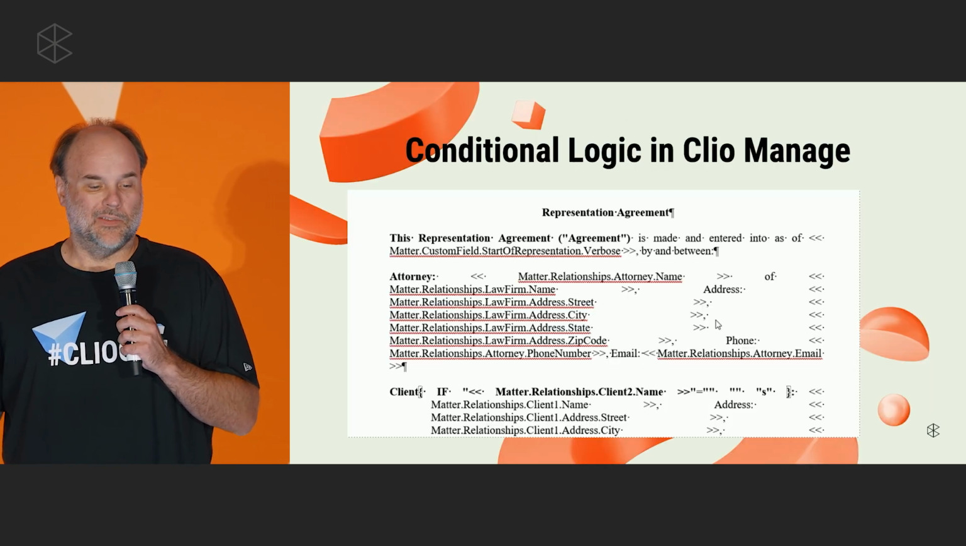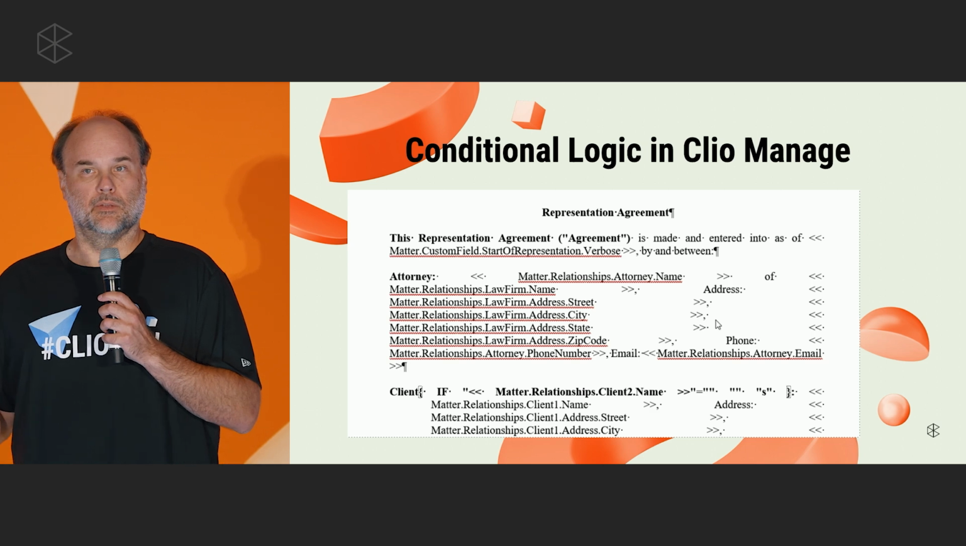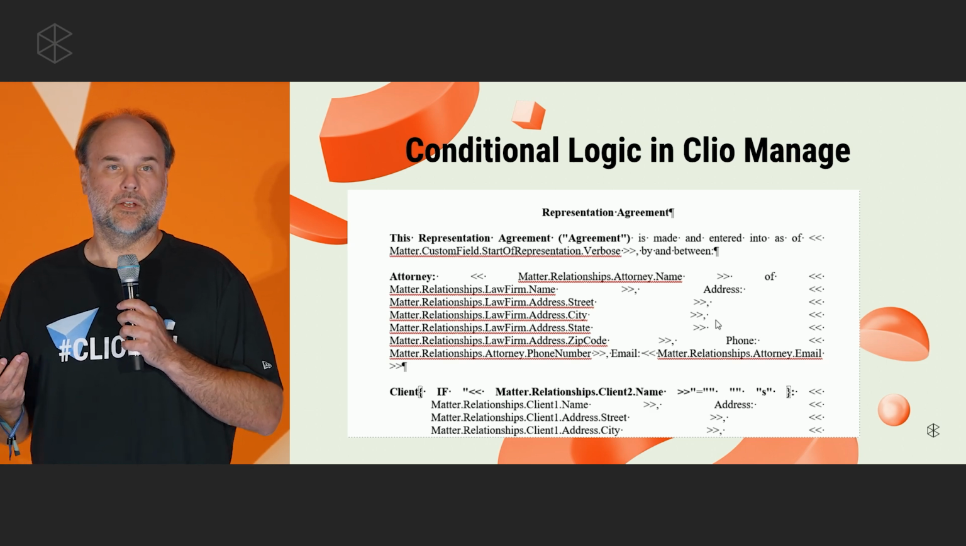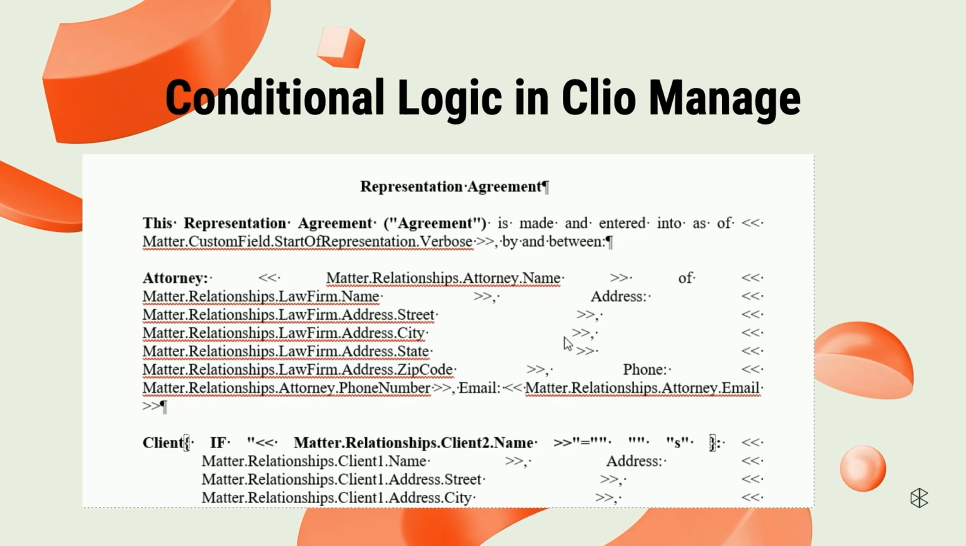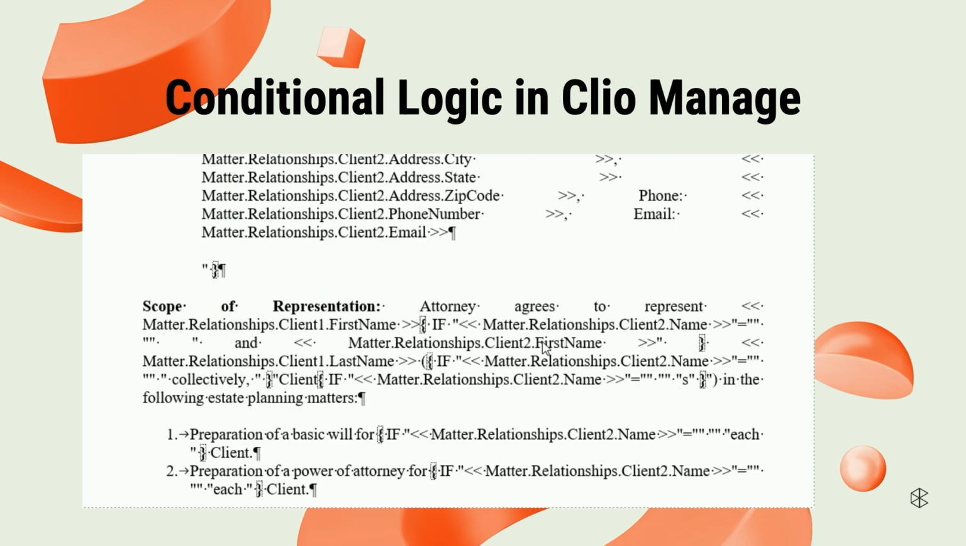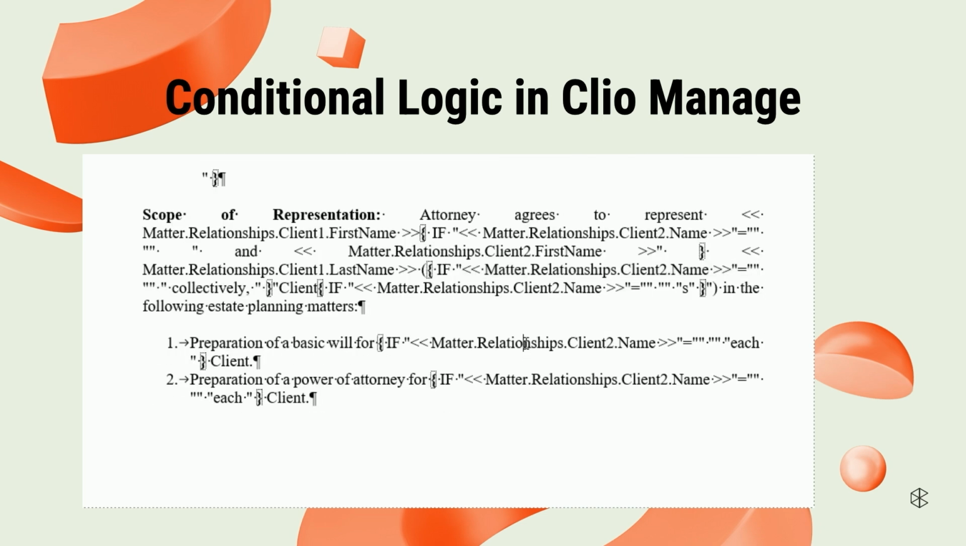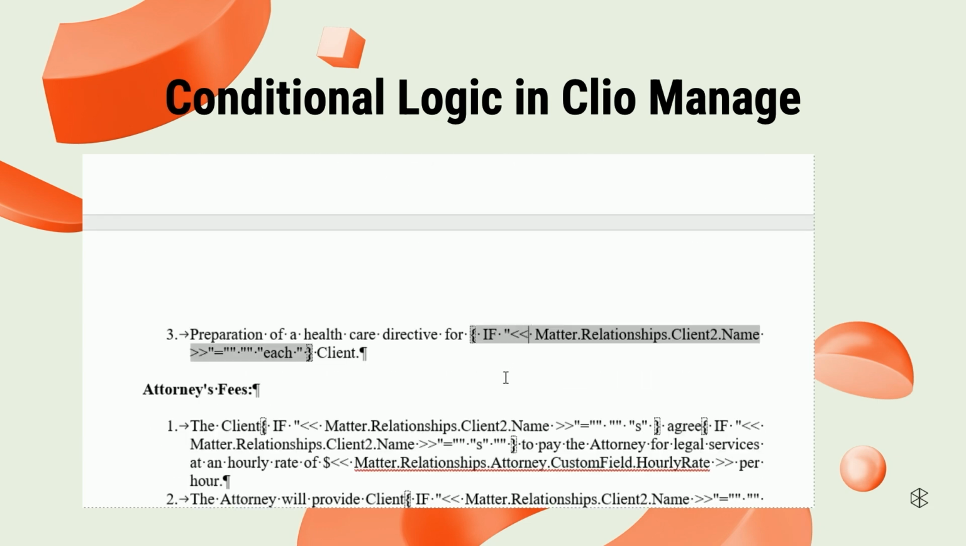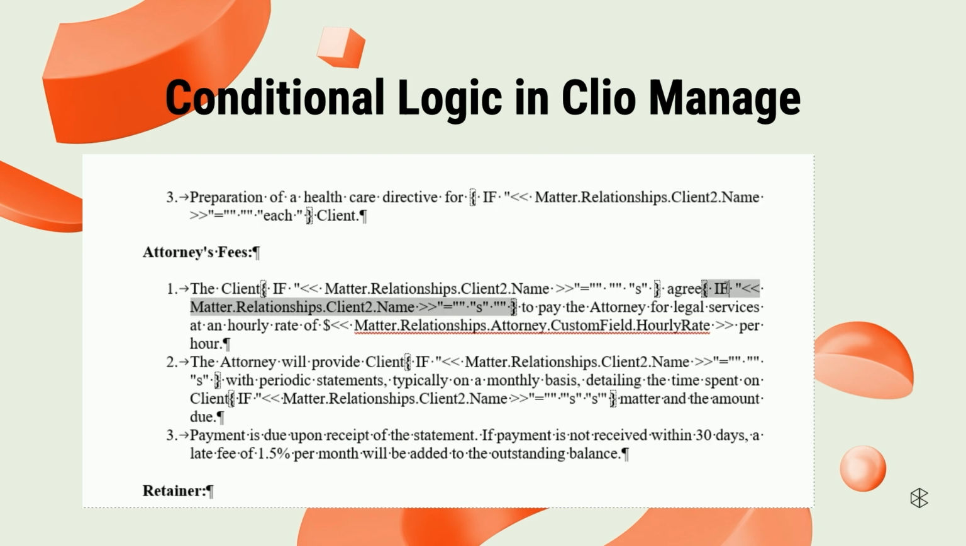So this is a representation agreement. Merge fields might look familiar for anyone who's done any document automation in Manage. But the additional part you can do here is use an IF field in Word to trigger logic off of those merge fields in Manage. Here you can see, and we'll get into this in more detail, we're looking at a specific field and the state of the data in that field.